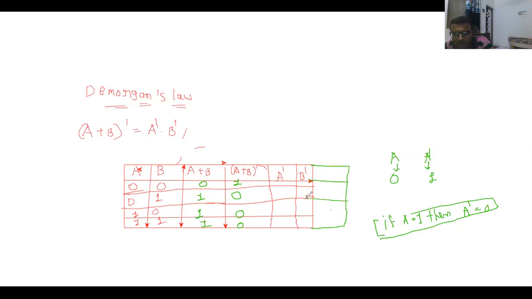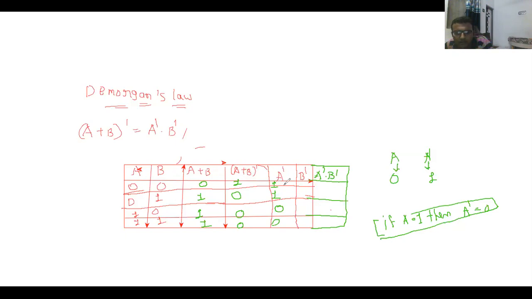Now see this, A dash dot B dash. What is the complement of A? 1. What is the complement of 0? It is also 1. Here 0, here 0.